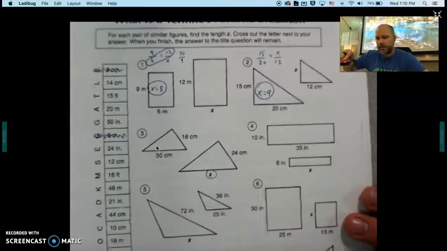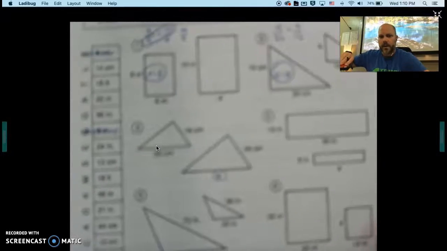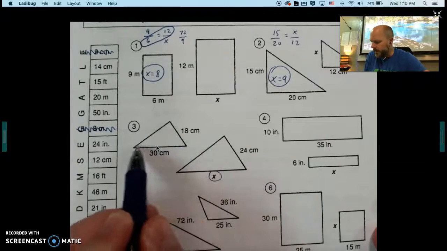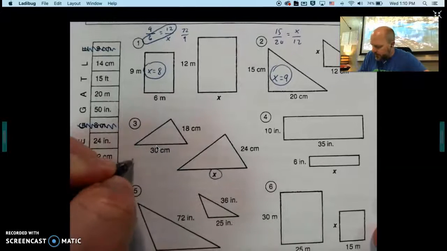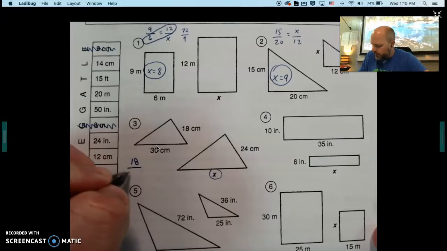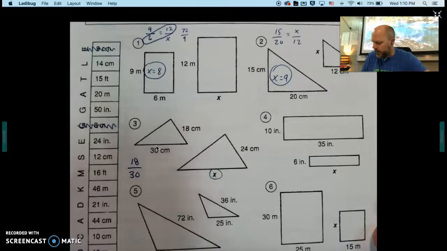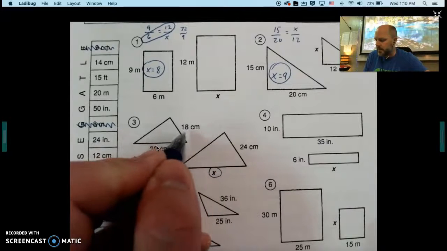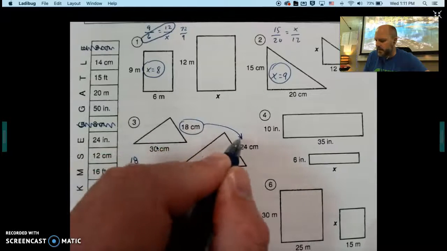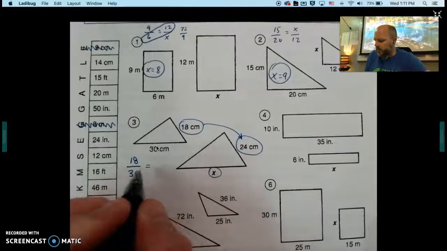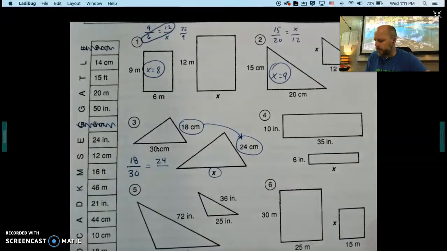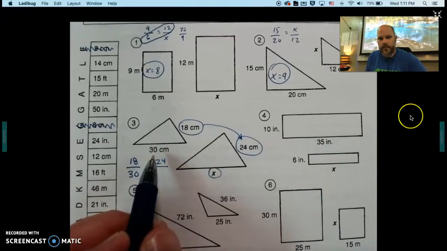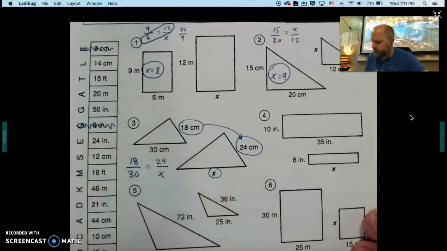Okay, so number 3, you have one triangle where this side here is 18 and the base or the bottom is 30. Okay, so we set up our proportion like this, 18 over 30, and then this 24 matches the 18. These are corresponding sides. So that 24 goes on top over here. The x is the corresponding side with this 30 right here. So that x goes on the bottom.